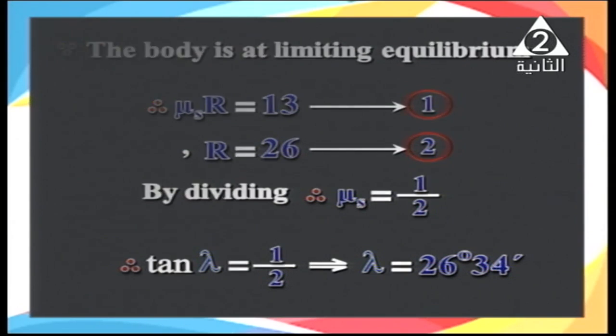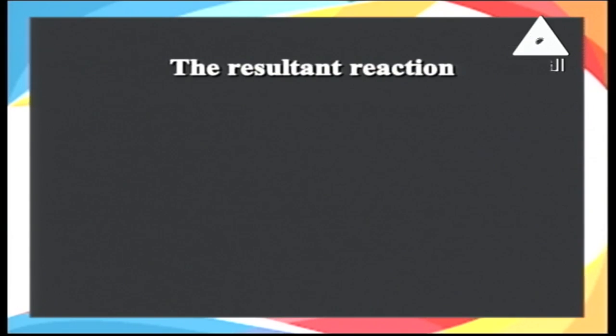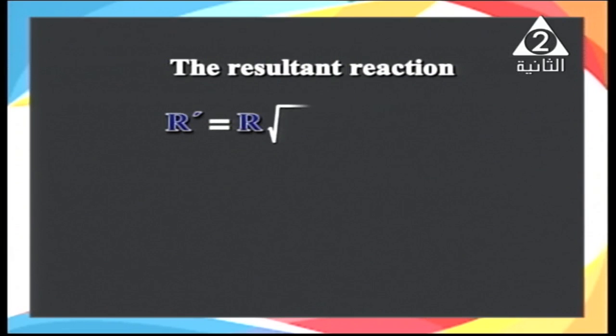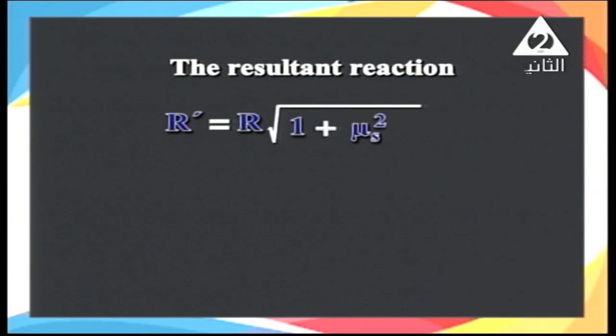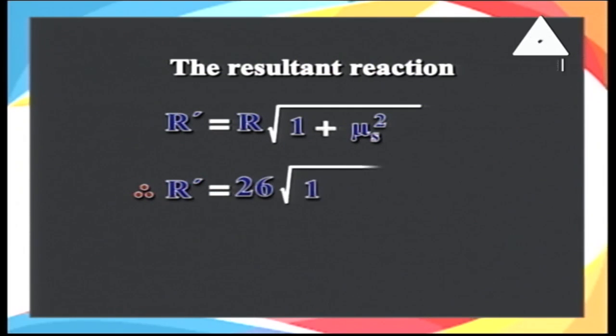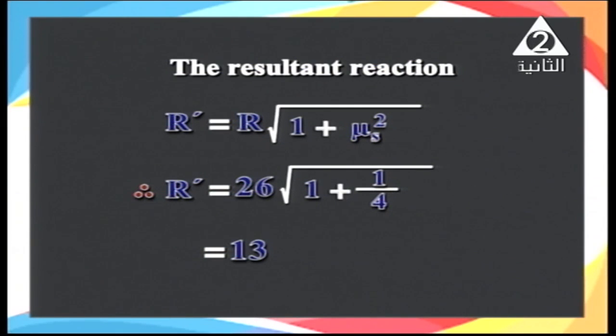The resultant reaction R dash equals R multiplied by the square root of 1 plus mu s squared. Then R dash equals 26 multiplied by the square root of 1 plus quarter, since mu s equals half. The square root of 1 plus mu s squared gives R dash equals 13 root 5 Newton.